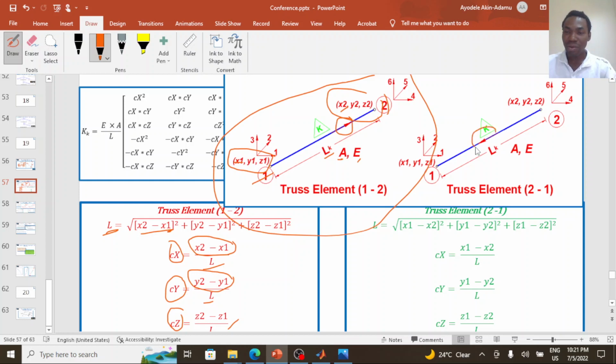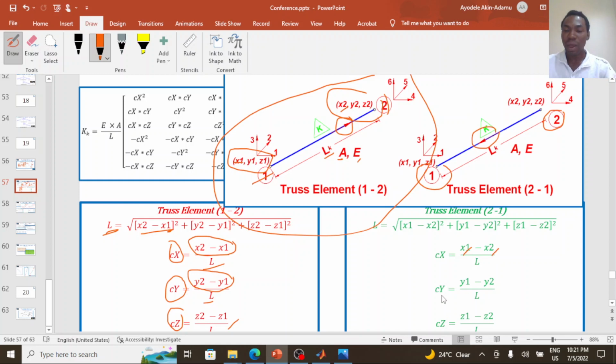Assuming the arrowhead was pointing from 2 to 1, that means 2 is my start node and 1 is my end node. So my cosine angle in the x direction will be x1 minus x2, not x2 minus x1, x1 minus x2.